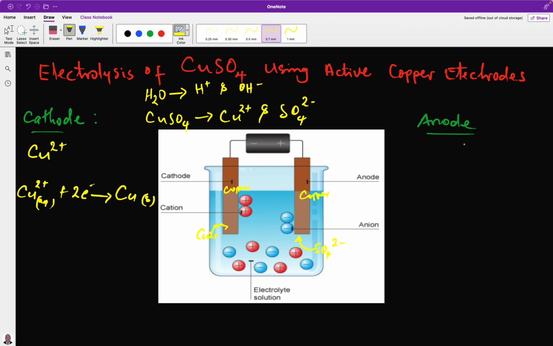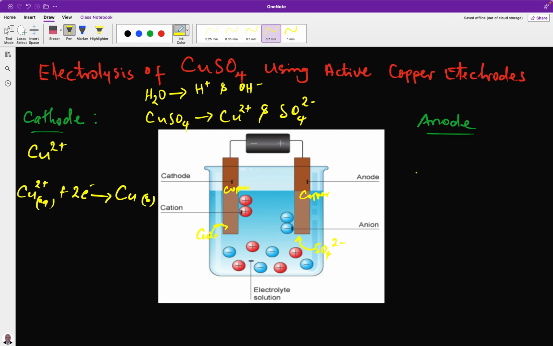On the other hand, at the anode, we know the sulfate has gone to the anode. But remember, they are active copper electrodes. The anode is made of copper. So for that reason, the copper will break down to what? It will break down to the copper ion.